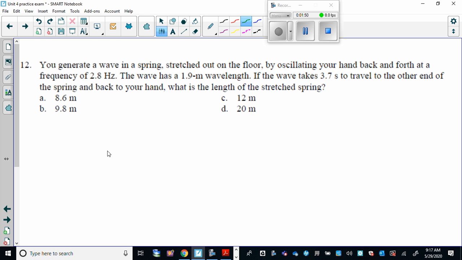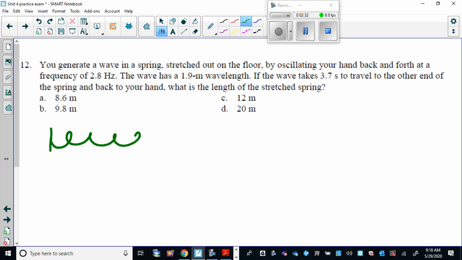You generate a wave. So this is similar to that question 9 that we did. You generate a wave in a spring stretched out on the floor by oscillating your hand back and forth at a frequency of 2.8 hertz. The wave has a wavelength. Okay, so this one's good because they've given you the information in terms of wavelength and frequency. So for this question, I'm going to use the universal wave equation because that's the way the information is presented to me. If the wave takes 3.7 seconds to travel to the other end of the spring, what is the length of the stretched spring? So this is very similar to 9. They're just asking you for the length of the stretched spring.